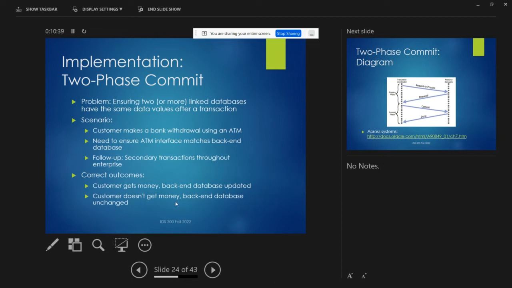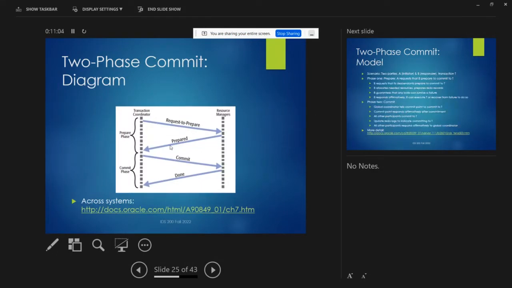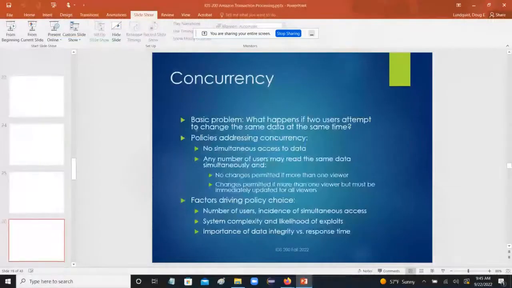So there are two correct outcomes as far as the databases are concerned, right? Number one, the customer gets the money and all the back-end databases are updated to reflect that the customer got the money. Or the customer, for whatever reason, doesn't get the money and the back-end databases are unchanged, except perhaps so that there was an attempt to withdraw money that failed. Okay? All right. So here's a picture. And we're going to walk through the picture. The picture is important.